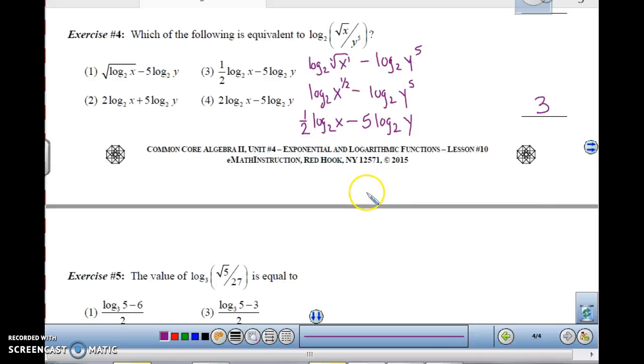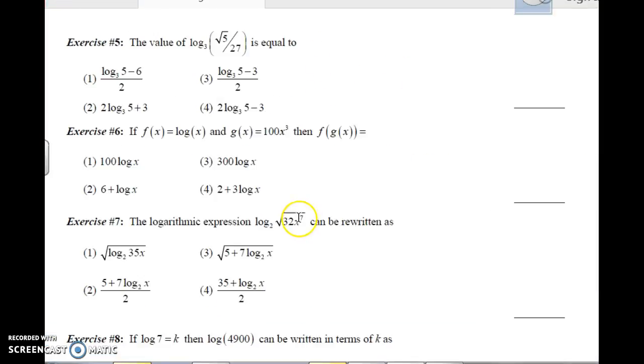All right, it just takes a little practice. You have to think in reverse a little bit, because exponents and logarithms are inverses. The rules are basically the same. You can work them either way. All right, the value of log to the base 3 of the square root of 5 divided by 27 is equal to. All right, let's try this one out.